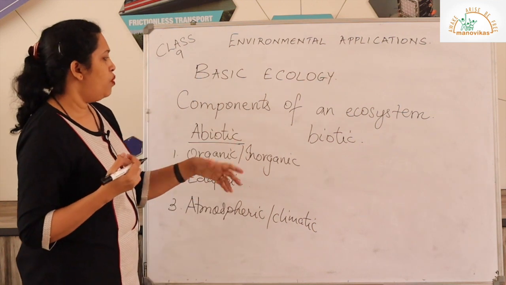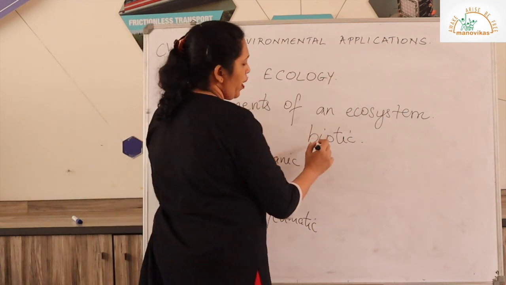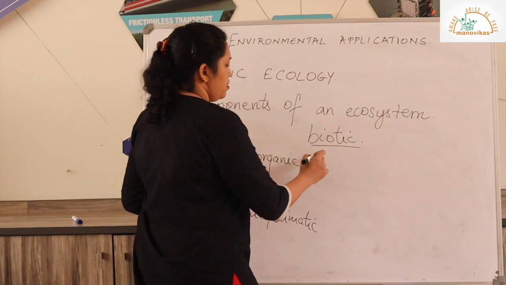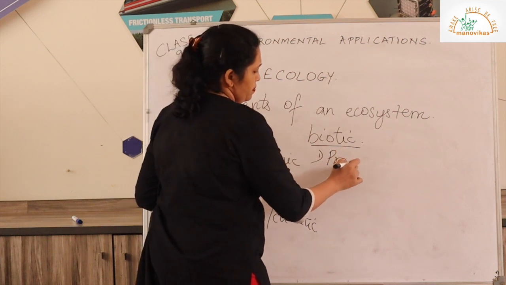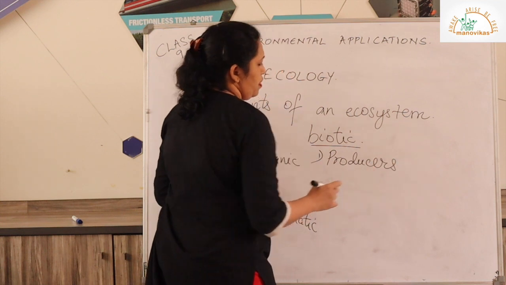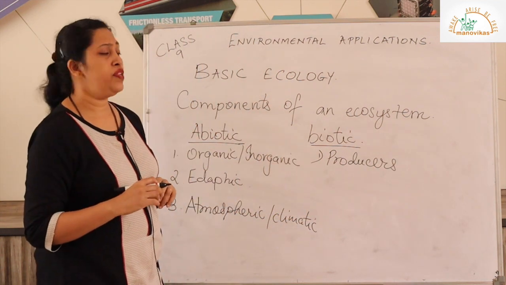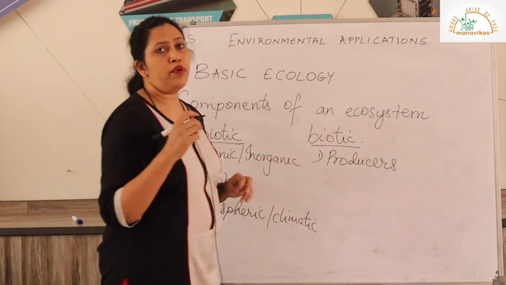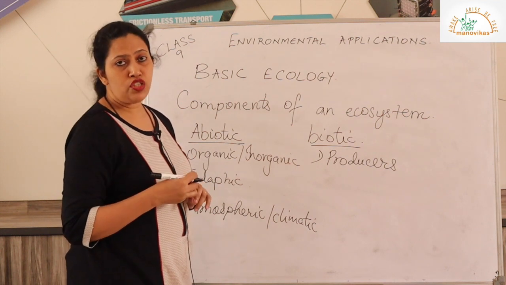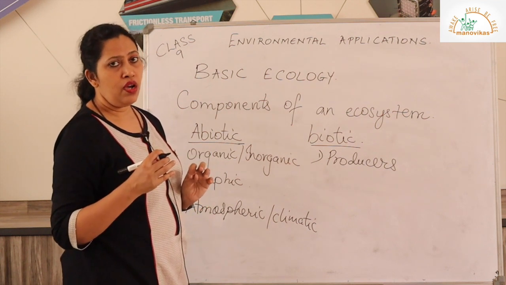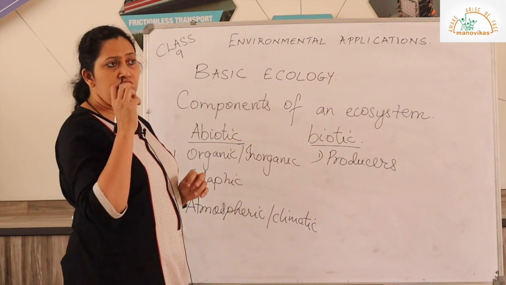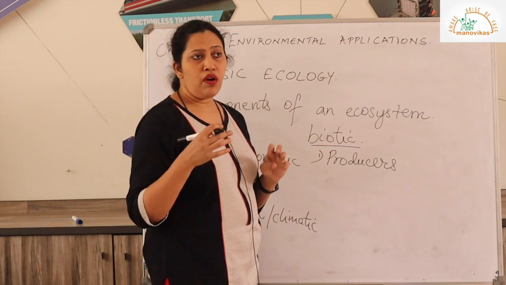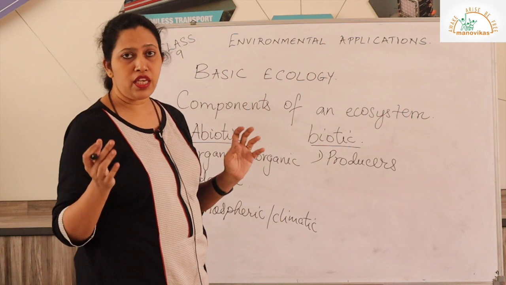On the other hand, what affects the organism is the biotic factors, biotic components. They are, first, producers. Producers are all the green plants on the earth which can produce their own food. They are also called autotrophs because they make their own food, or they are also called transducers because they are the only organisms on earth which can trap the solar energy and change it into other forms. No other animal or non-green plants can do it.